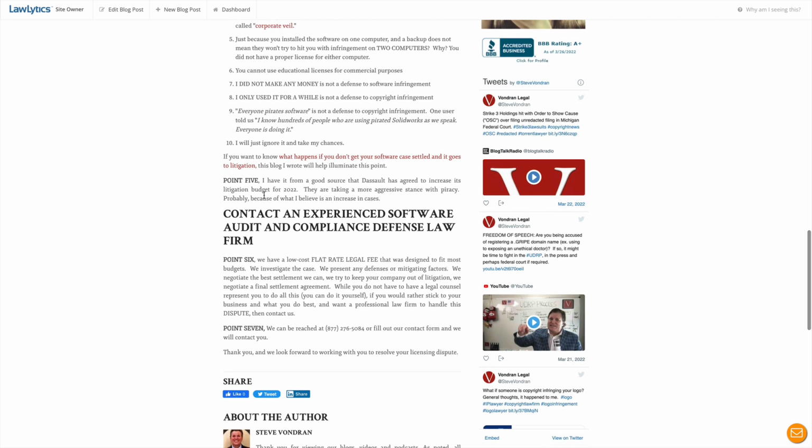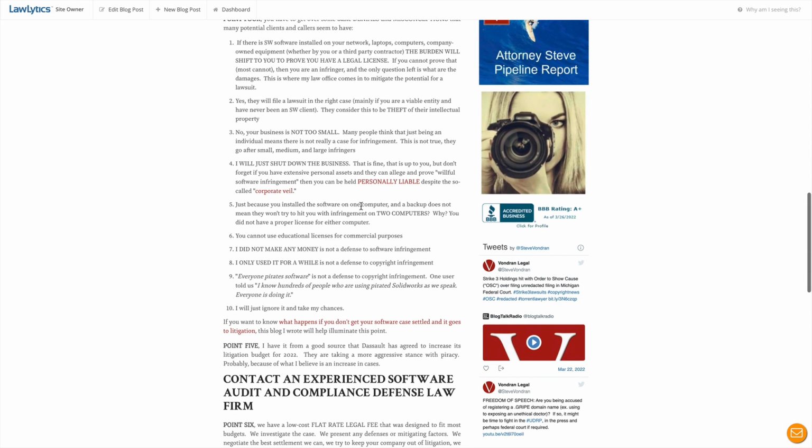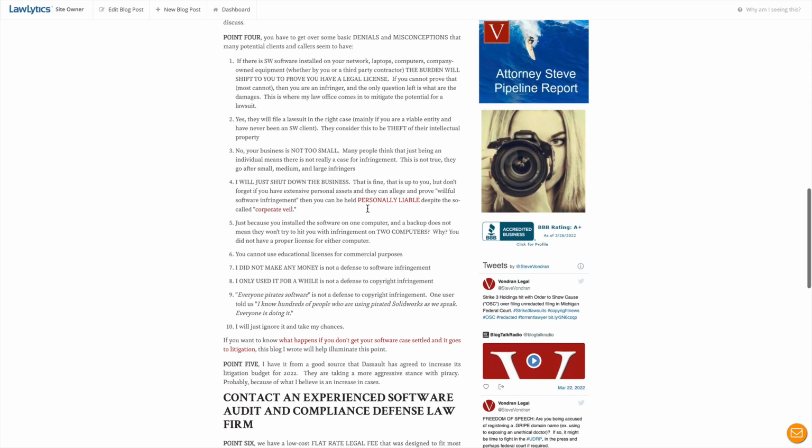So that's it. Point 5. We've been handling a lot of these. I believe, I've got it on good information, that the litigation budget for Dassault is increasing. Cases are being filed. They're taking a more aggressive stance with piracy in 2022. This personally is the trend that I see. I believe it's because there's an increase in cases, and I think they're finally just really cracking down. So the time for these 10 excuses and hoping things go away may not work.